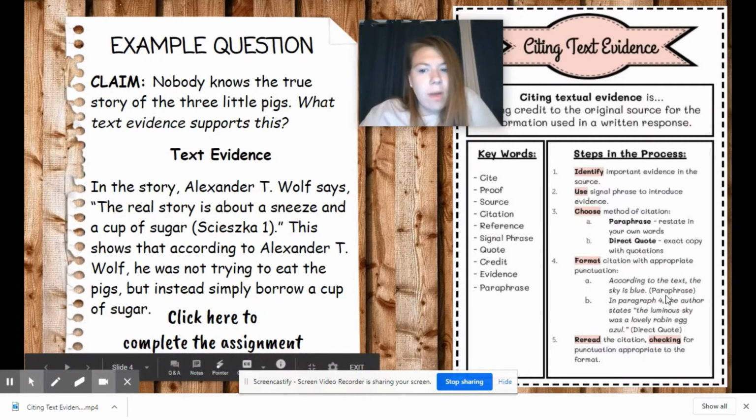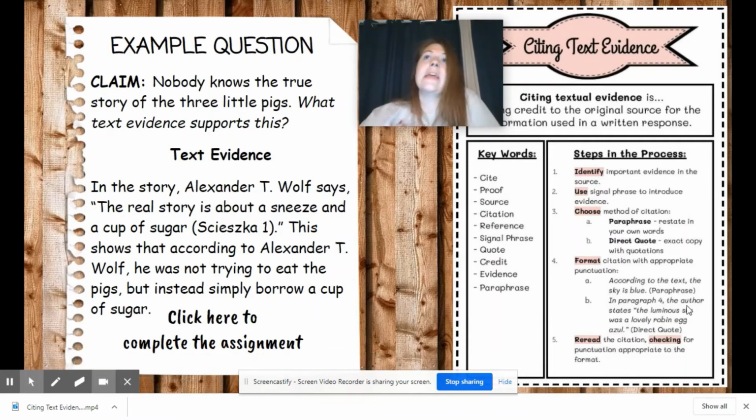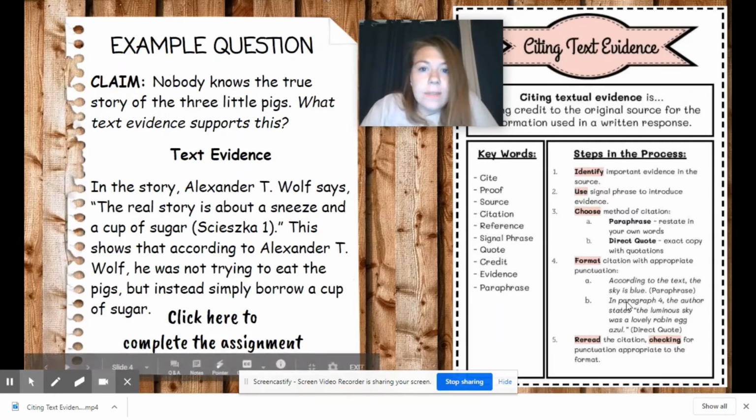So it says in paragraph 4, the author states. So I gave the author credit, right? I didn't say I stated it, and I didn't just state it. I said the author states, "The luminous sky was a lovely robin egg azul." Direct quote.